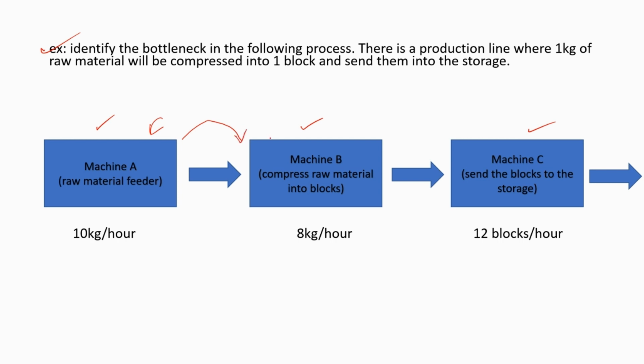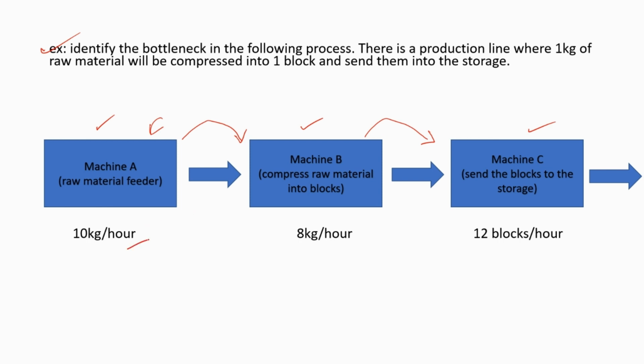Machine B compresses the raw material into blocks, and then machine C will send the blocks to the storage. This is the production line. Now let's find out what the bottleneck machine in this process is.